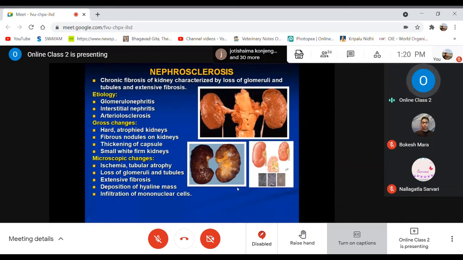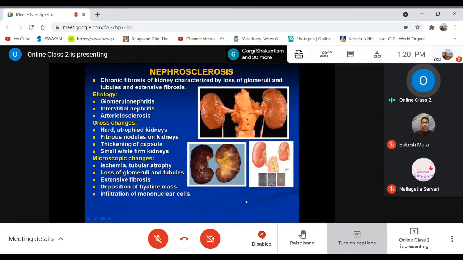because of the condition we call nephrosclerosis. Okay, and microscopically, we should see that there may be ischemia. The blood vessels are sclerosed and thickened, so the blood supply may not be proper; some part of the kidney may be deprived of blood supply. There may be tubular atrophy, loss of glomeruli and tubules, as well as extensive fibrous connective tissue proliferation leading to fibrosis. That's why the kidney size is reduced, what we call atrophy.